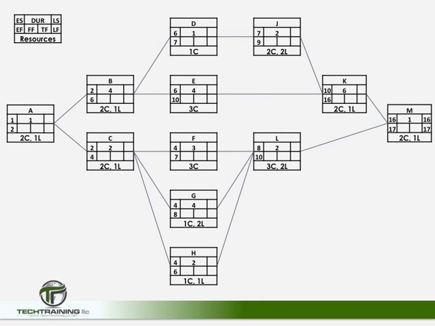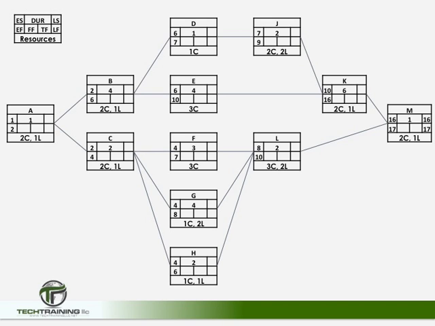And now that we've completed the forward pass, we can complete the backward pass, which is going to tell us our late starts and our late finishes. And once again, late starts are going to tell us the latest time that an activity can begin and still finish on time, while the late finish tells us the latest time that an activity can be completed without impacting the entire project schedule.